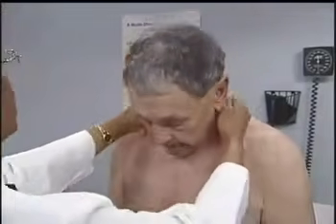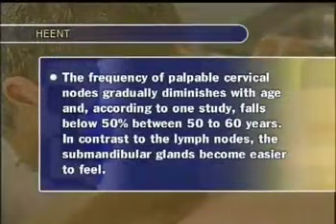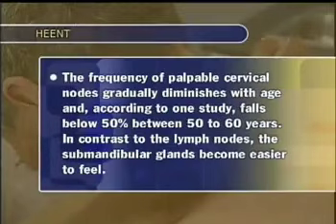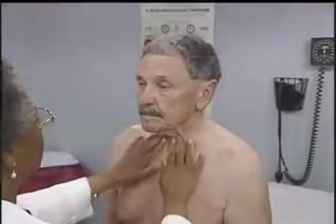Can you bend your head forward for me, please? Next, palpate the posterior cervical chain. The frequency of palpable cervical nodes gradually diminishes with age, and according to one study, falls below 50% between 50 to 60 years. In contrast to the lymph nodes, the submandibular glands become easier to feel. Next, palpate in the sternal notch to check the position of the trachea. It should be midline. Inspect for, then palpate, the thyroid gland.